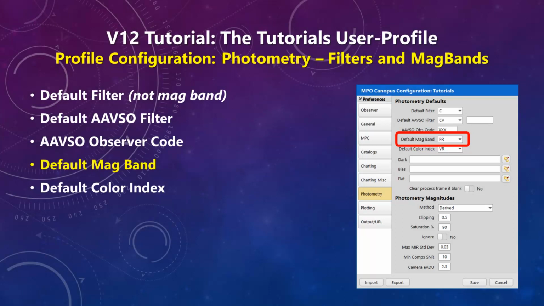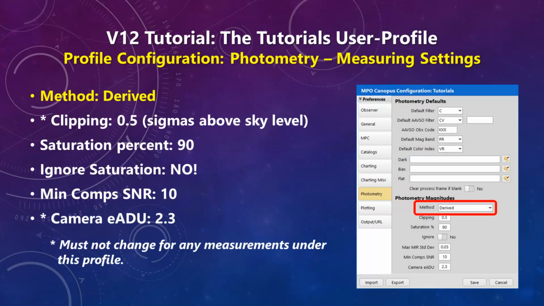Set the default mag band to PR, meaning Pan-STARRS R magnitudes, which are the values in the Atlas catalog and not quite the same as Sloan values. If using APAS or CMC15, those are Sloan GRIZ magnitudes, and so you would choose SR instead. Set default color index to VR. Set the method to derive.